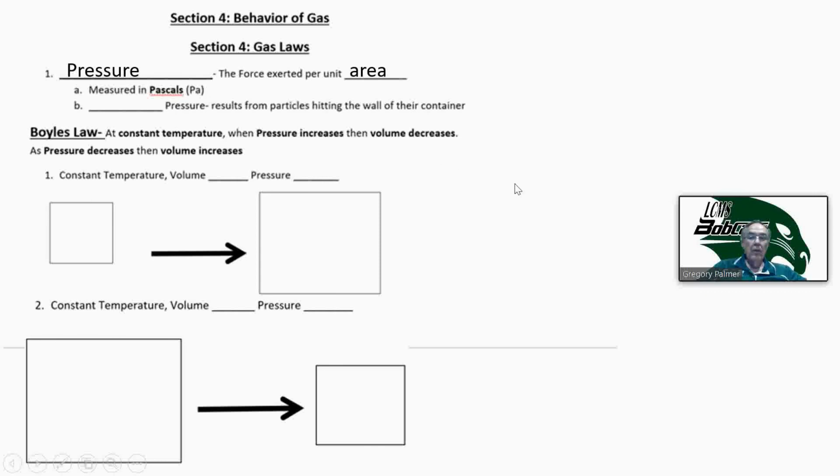Pressure is measured in a unit called pascals. It's named after the man who originally did a lot of the work with pressure.